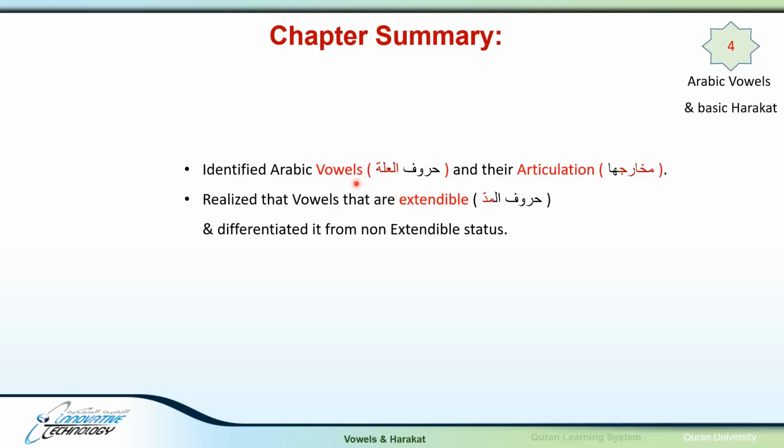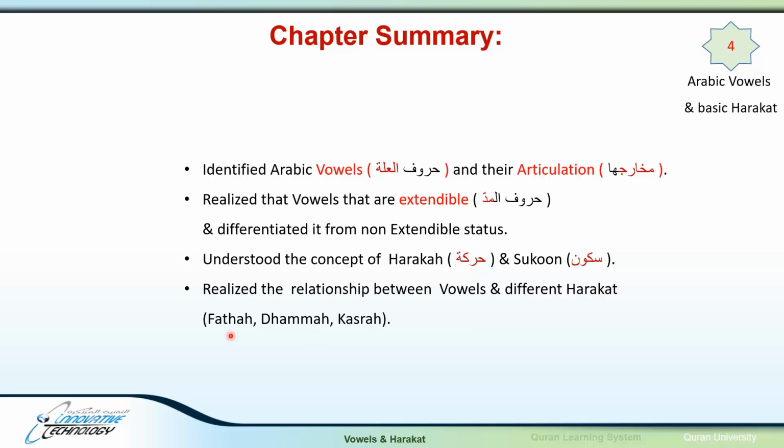ya, where each of those three letters has a non-extensible status and an extendable status which is called the vowel or harf al-illa. Then we're going to understand the concept of haraka versus sukun, and then we're going to realize the relationship between each of these three vowels and the different harakat: the a vowel and the fatha, the u vowel and the dhamma, the e vowel and the kasra.